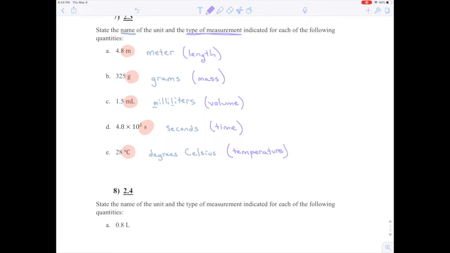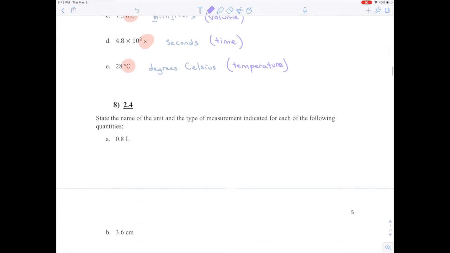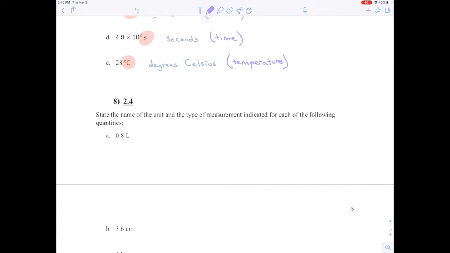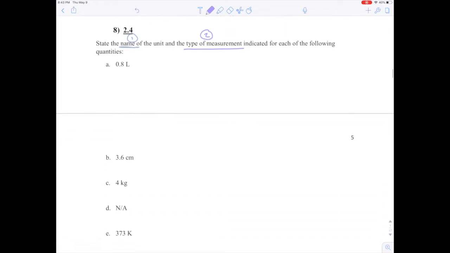And so these are units that may not always be used in the United States, but they are used in the metric system, and so in science, to measure things like length, mass, volume, time, temperature. 8 is asking basically the same thing. They want to know the name of the unit, that's the first thing, and then the second thing, the type of measurement for a few of these abbreviated measurements.